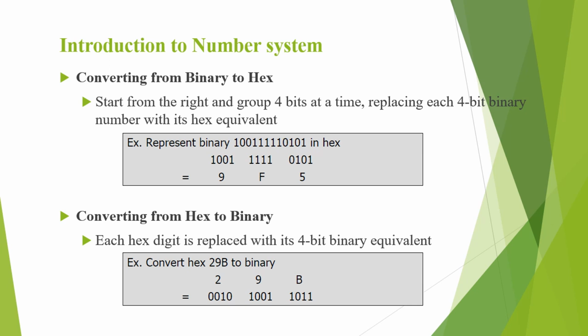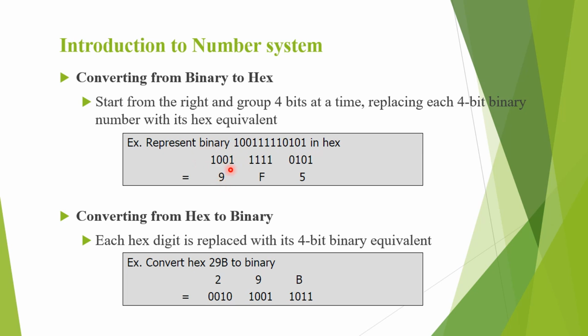So we have the binary representation 1 0 0 1 1 1 1 1 0 1 0 1. So we'll write it in such a way that we are getting the 4 bits grouped starting from right. So 1 0 1 0 is written first, then next group 1 1 1 1, then next group 1 0 0 1. So now these 3 groupings are done, so its hexa equivalent will be written.